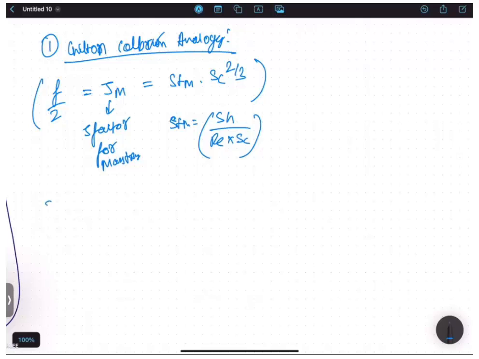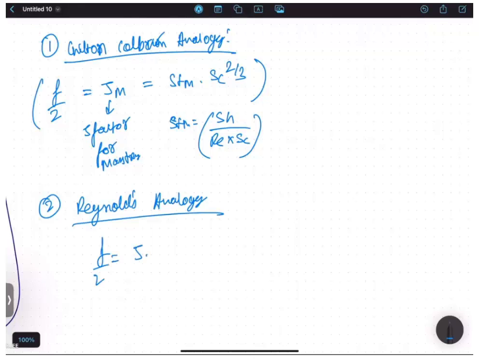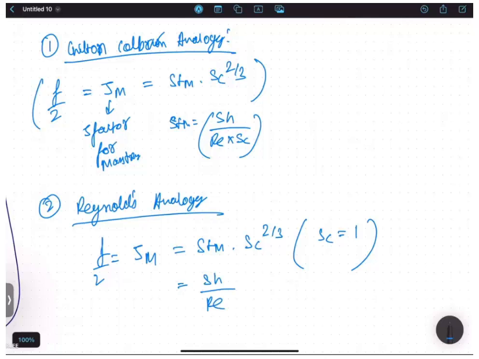One more analogy is there, that is known as your Reynolds analogy. What Reynolds said is that this Jm will be equal to your Stm into Sc to the power 2 by 3. The same thing he said. But in this case, he said that our Schmidt number must be equal to 1. So if Schmidt number equals 1, then this will just become Sherwood number by Reynolds number, equal to f by 2. This is our Jm.